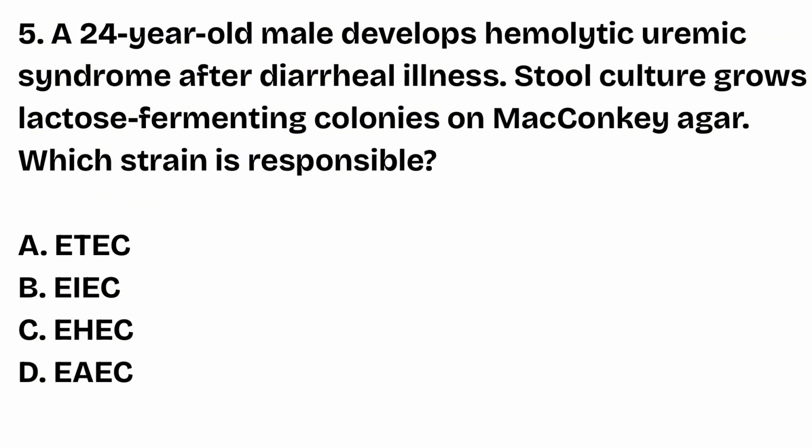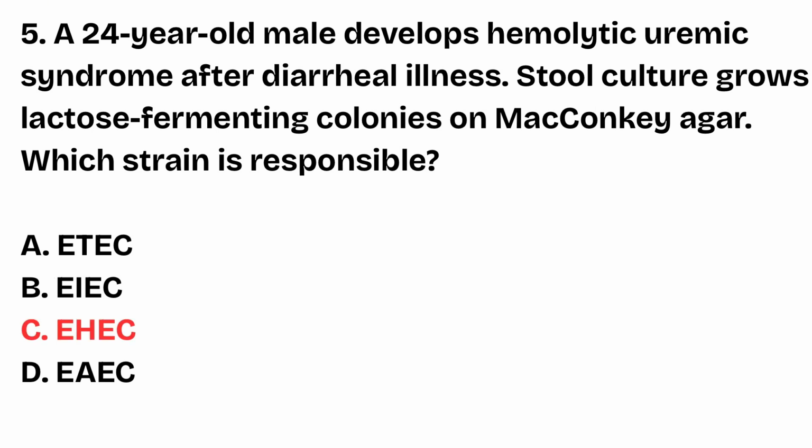Question number 5. A 24-year-old male develops hemolytic uremic syndrome after a diarrheal illness. Stool culture grows lactose fermenting colonies on MacConkey agar. Which strain is responsible? Enterotoxigenic E. coli, enteroinvasive E. coli, enterohemorrhagic E. coli, enteroaggregative E. coli. The right answer is option C, enterohemorrhagic E. coli.